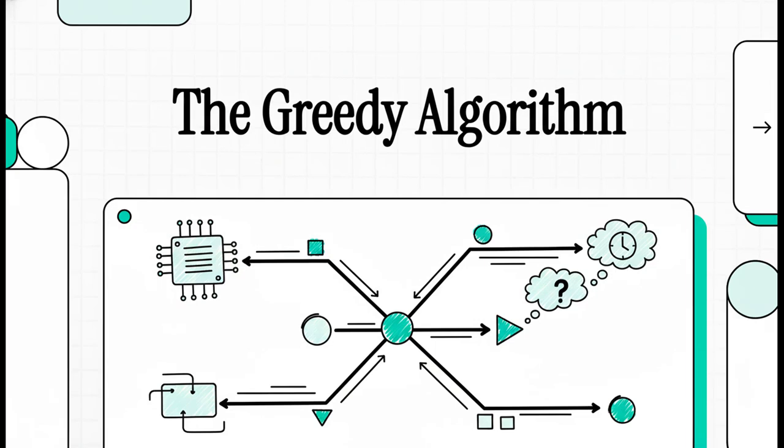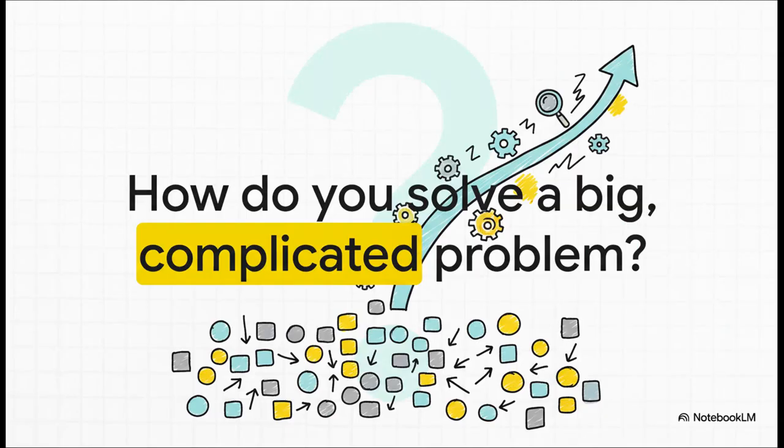Have you ever just felt totally overwhelmed by a big decision? Well, today, we're going to dive into something called the greedy algorithm. It's this really powerful problem-solving technique that's all about making the best choice you can right now. And the funny thing is, you probably use it every single day without even realizing it. I mean, seriously, think about it.